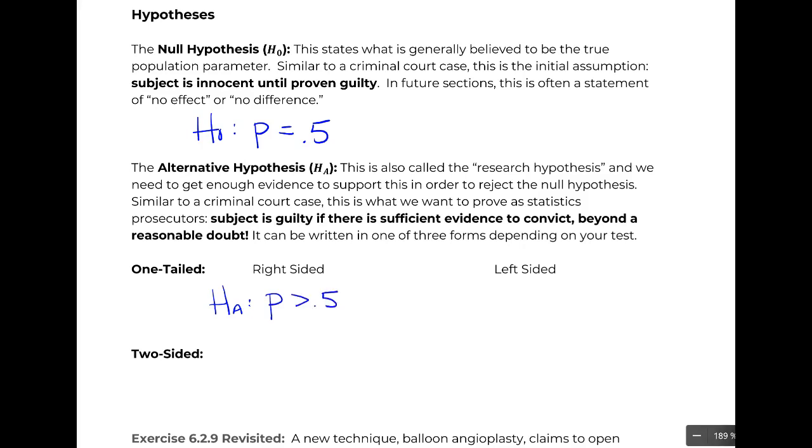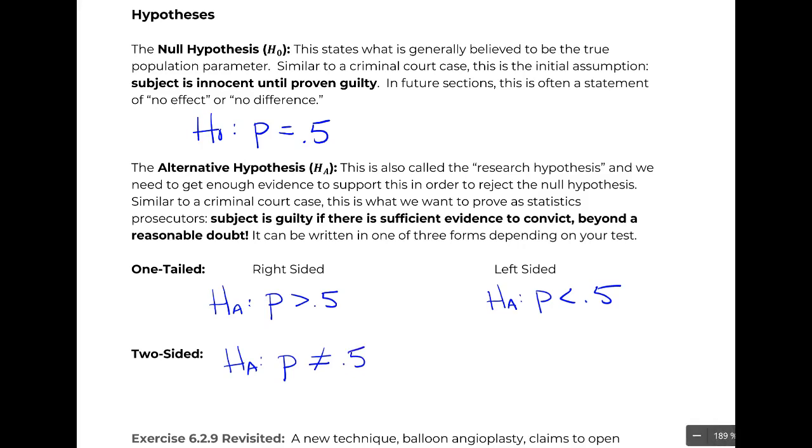There are 3 different alternatives. We have the right-tailed, which is when we say greater than. We have a left-sided, which is when we say we think it is less than whatever our value is. And we have a two-sided, which is where we say, I don't care whether it's greater or less than 50%, I just want to show it's not equal to 50%.